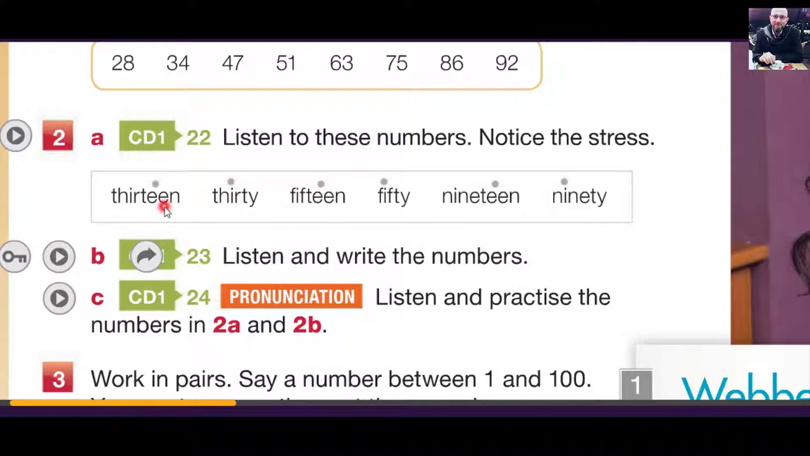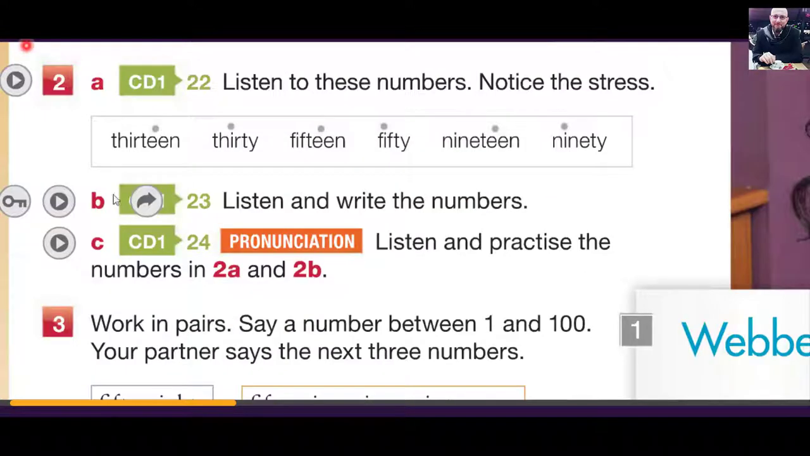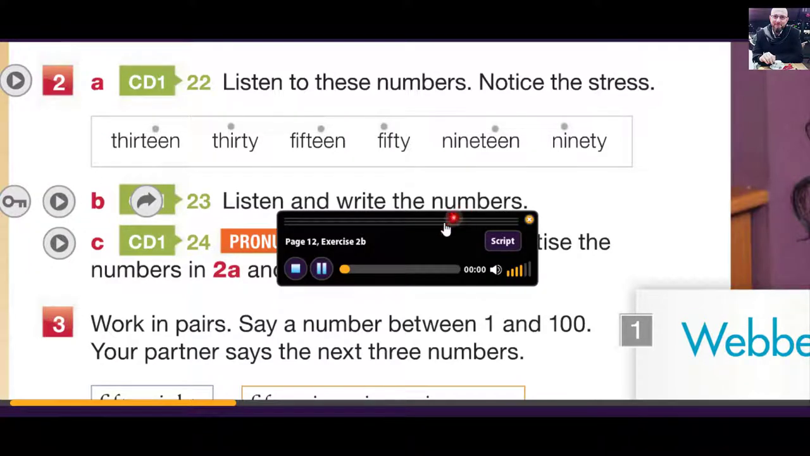If you noticed again here, this dot for the stress, 13, 30, 15, 50, 19, 90. Now you will listen and write the numbers. Take a piece of paper, listen and write the numbers. Track 23.